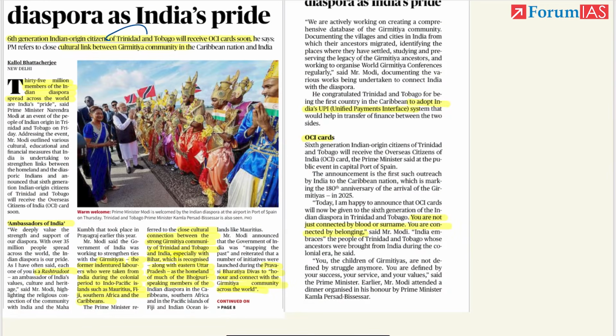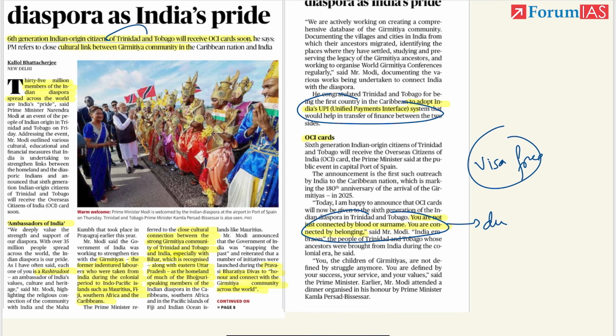Also, it is talking about that Trinidad Tobago has accepted UPI system of India and they will be given the OCI cards. What is OCI card? Overseas Citizens of India. Basically, they get many benefits like multiple coming and going to India, multi-purpose visit, visa free. But it should not be confused with the dual citizenship. It is not citizenship. So they cannot contest election. They cannot hold constitutional posts, or what are the limitations on non-citizens they are imposed on them. Just their movements will be free.